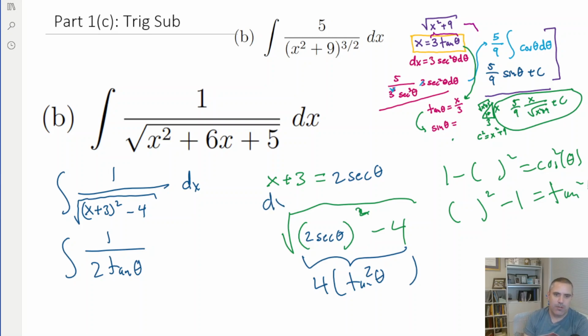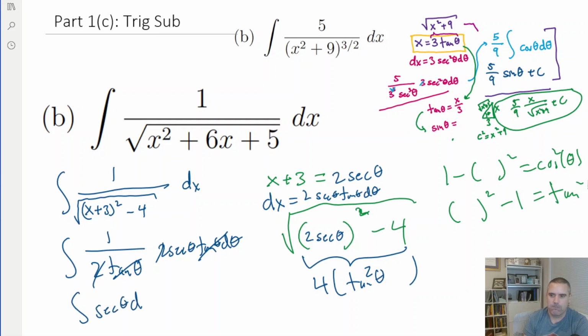But I also need the derivative. dx is 2 secant of theta, tangent of theta, d theta. So we have 2 secant of theta, tangent of theta, d theta. Cancel, cancel, cancel, cancel. The integral of secant. Now that's something that's in your table. It's not the one I use every day, but it's the log of secant plus tangent. Let me know in the comments if I've done it wrong. I might have needed my note sheet there.